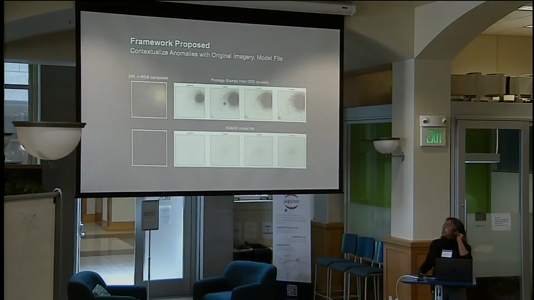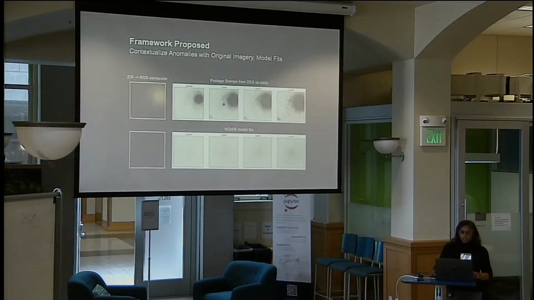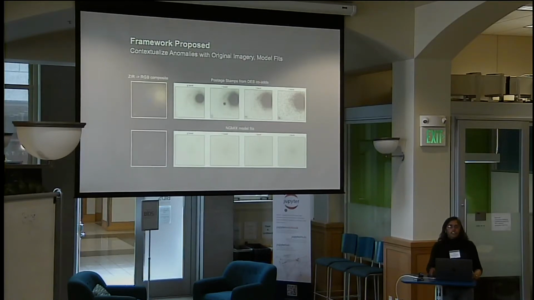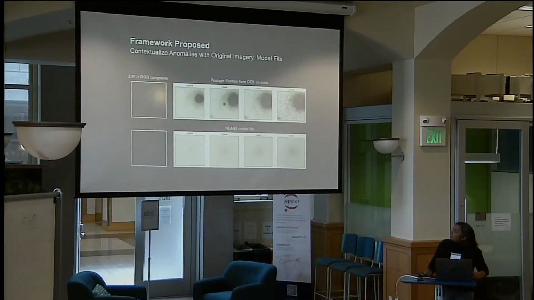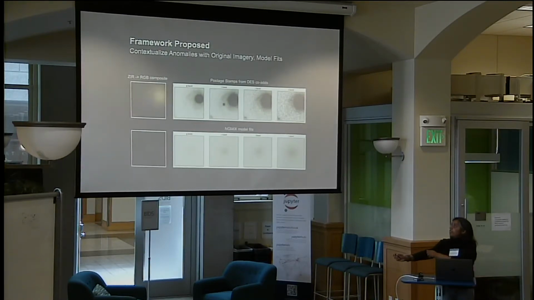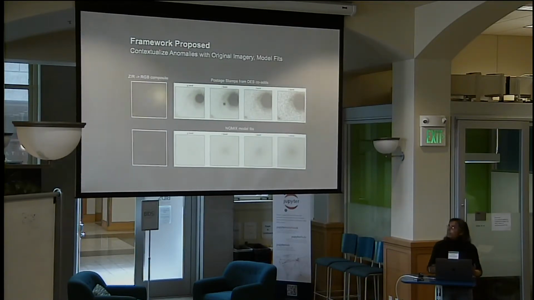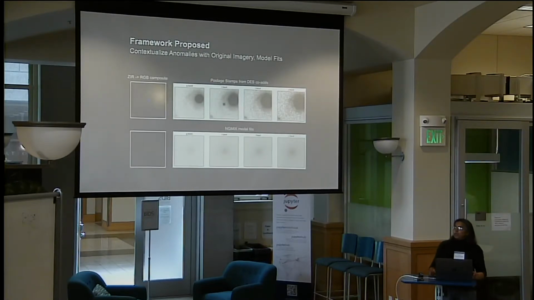So these are the postage stamps for the DES coadds and all of the bands. And here's an RGB composite made from the Z, I, and R bands. And below that are the NGMIX model fits. So I'm actually stepping through an example of what we believe is a transient that was found in the R band. So it actually has a relatively simple explanation, which is easy to show you. So you can see the transient in the R band, and that's why it shows up colored blue in the composite. The NGMIX model fit is shown below.